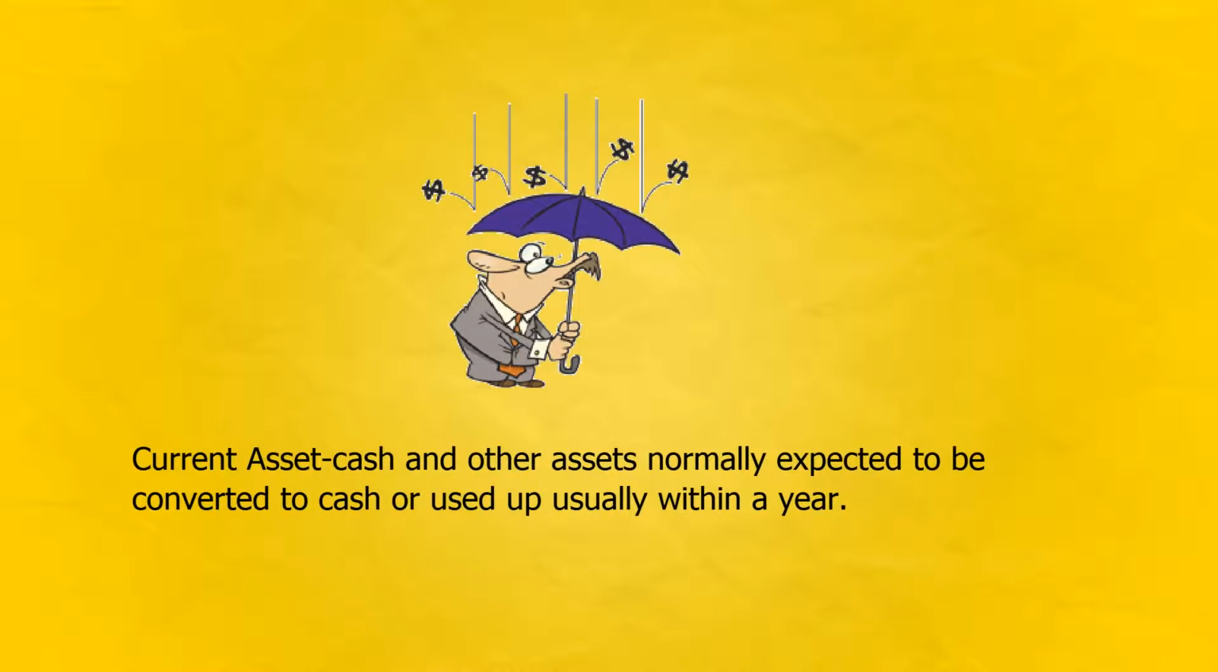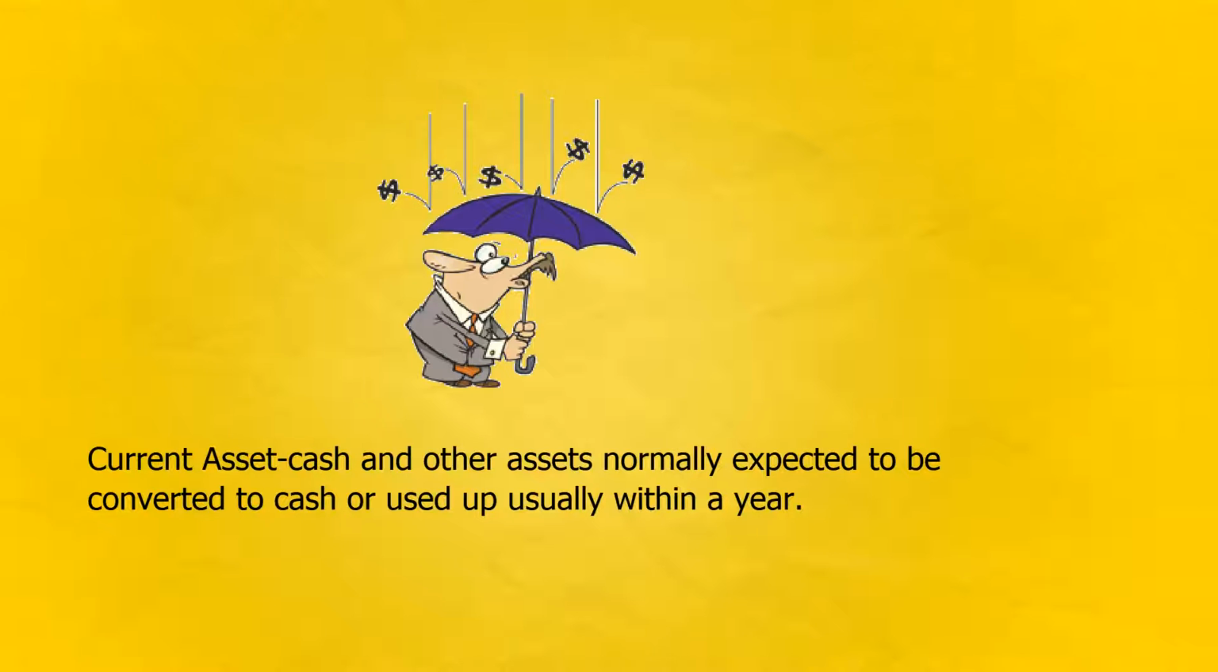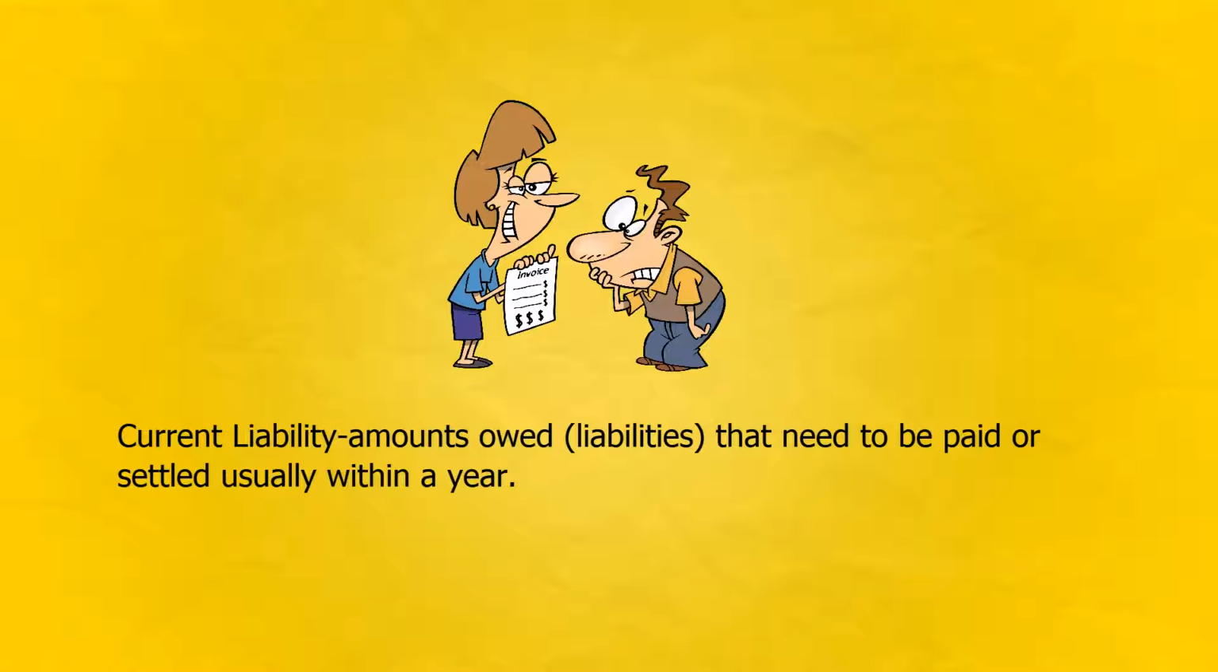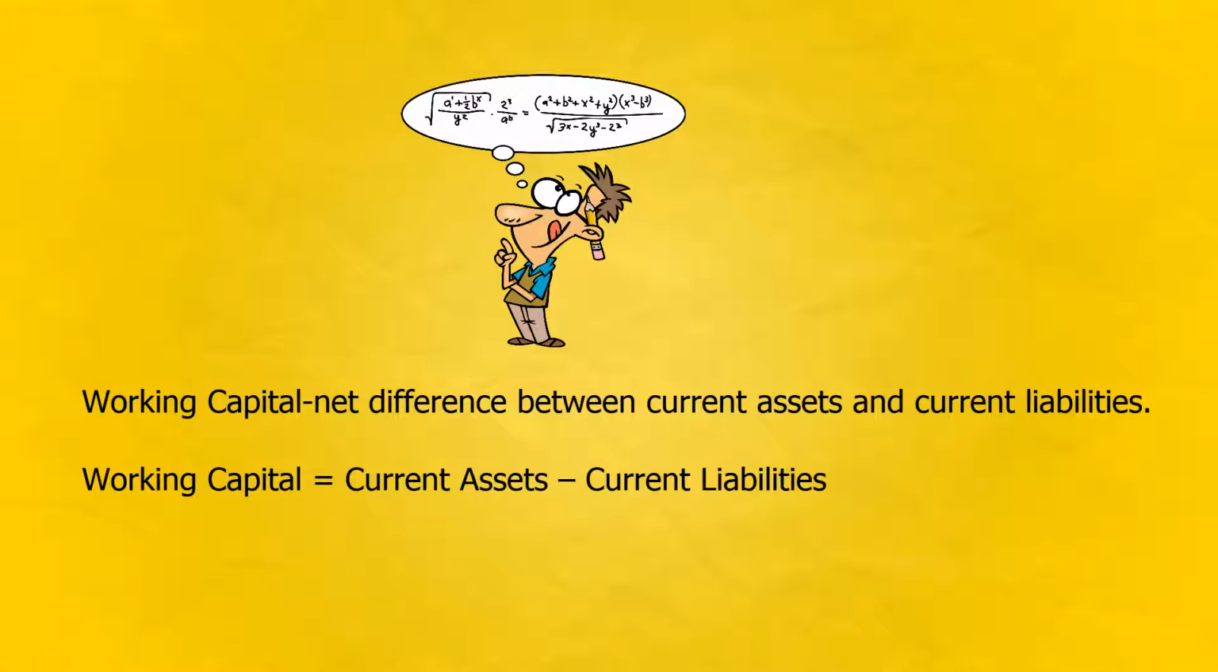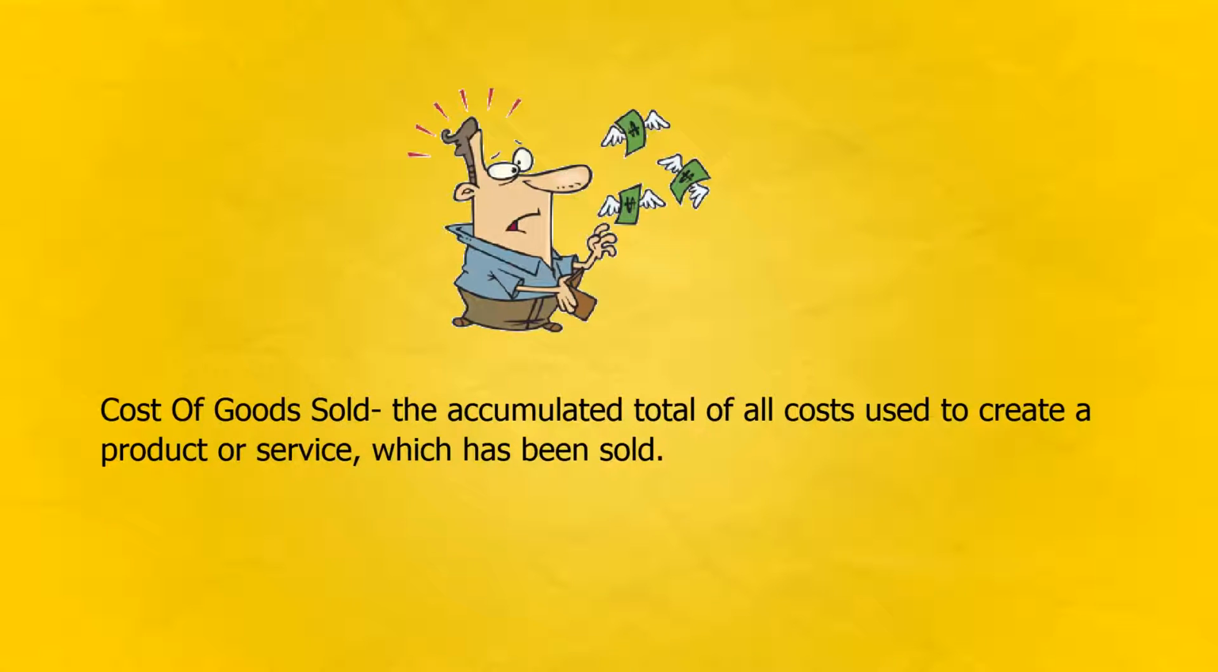Current asset: cash and other assets normally expected to be converted to cash or used up, usually within a year. Current liability: amounts owed, liabilities that need to be paid or settled, usually within a year. Working capital: the net difference between current assets and current liabilities. Working capital equals current assets minus current liabilities. Cost of goods sold: the accumulated total of all costs used to create a product or service which has been sold.